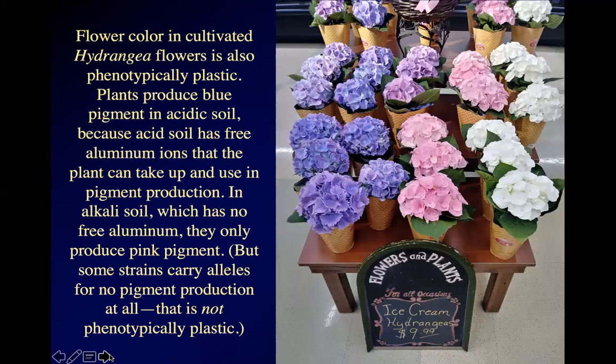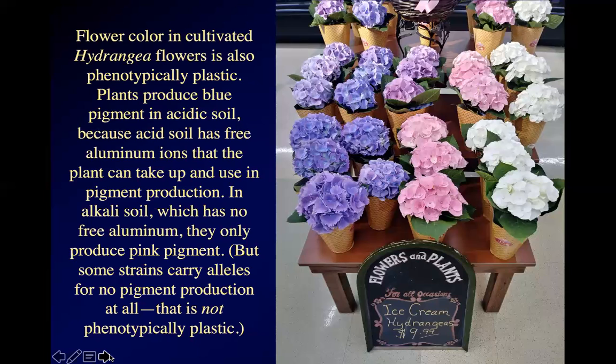Alkaline soil does not have free aluminum. The aluminum tends to bond to soil particles if it's there. Those plants can't take aluminum up, and they don't make blue pigment, and they end up pink. So the difference between blue and pink hydrangeas is phenotypic plasticity. In fact, you can plant one and turn it into the other by fiddling with soil chemistry, by adding soil additives that will turn the soil more acidic or more alkaline.